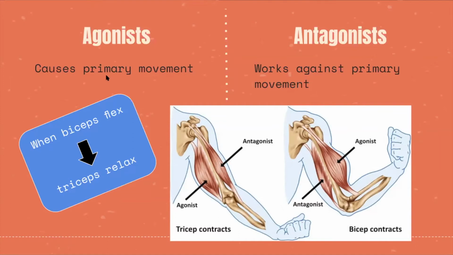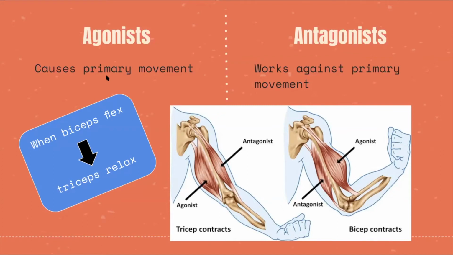Nope, it would not be the triceps. So the biceps are the agonists because when the impulse is sent to the bicep, that's what contracts. But the triceps are relaxing. It's working against that primary movement. So the triceps are the antagonists.